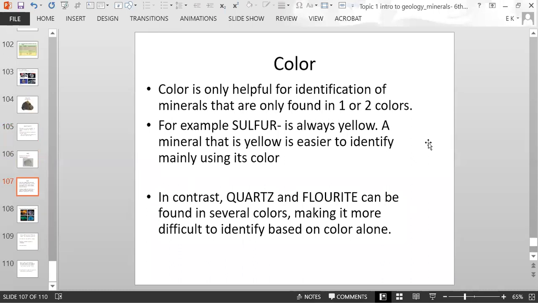And then we could talk about color. Color is only helpful for identification of minerals that are only found in 1 or 2 colors. For example, sulfur is always yellow. So a mineral that is yellow is easier to identify, mainly using its color. Also because most minerals are not yellow. In contrast, quartz and fluorite can be found in several colors, making it more difficult to identify based on color alone.